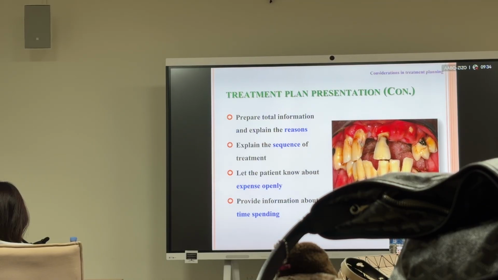And how about the denture treatment? Do you know how many visits for the denture?